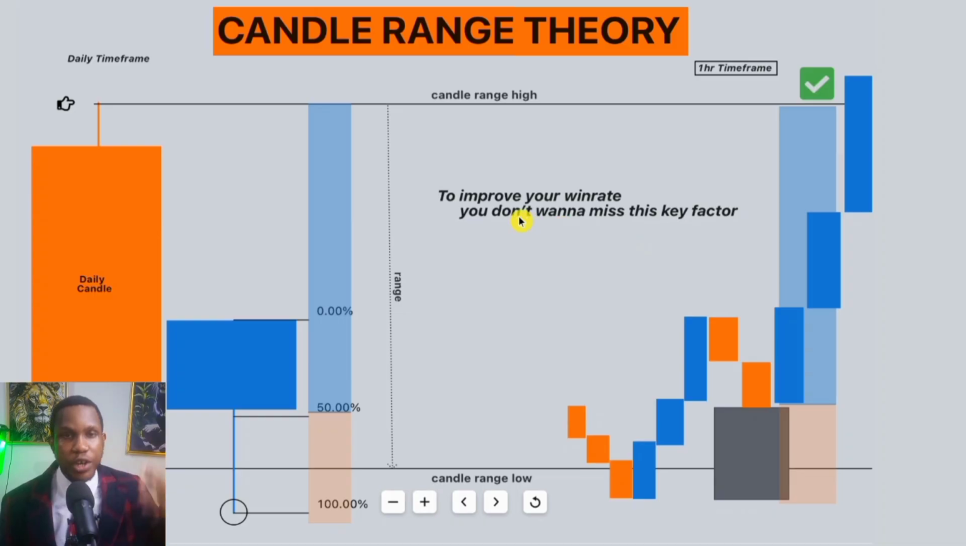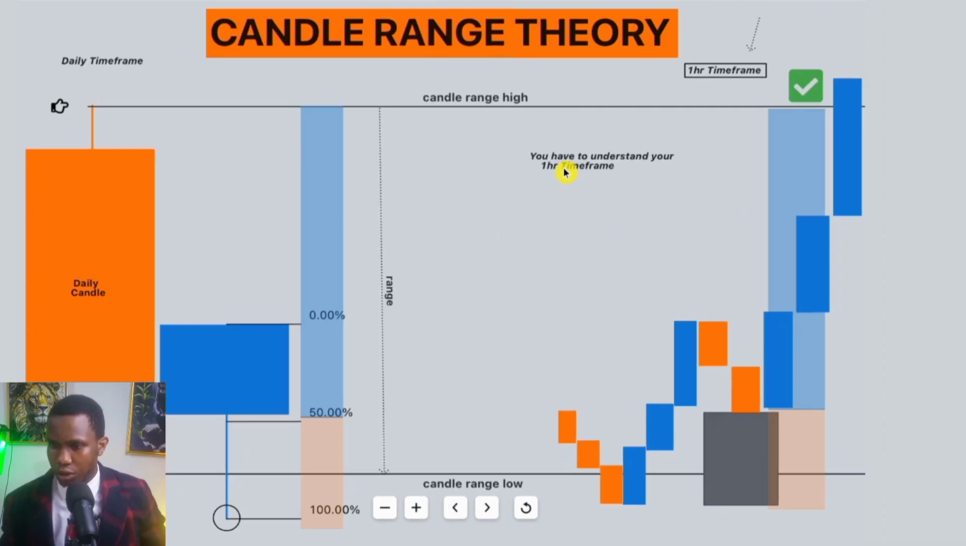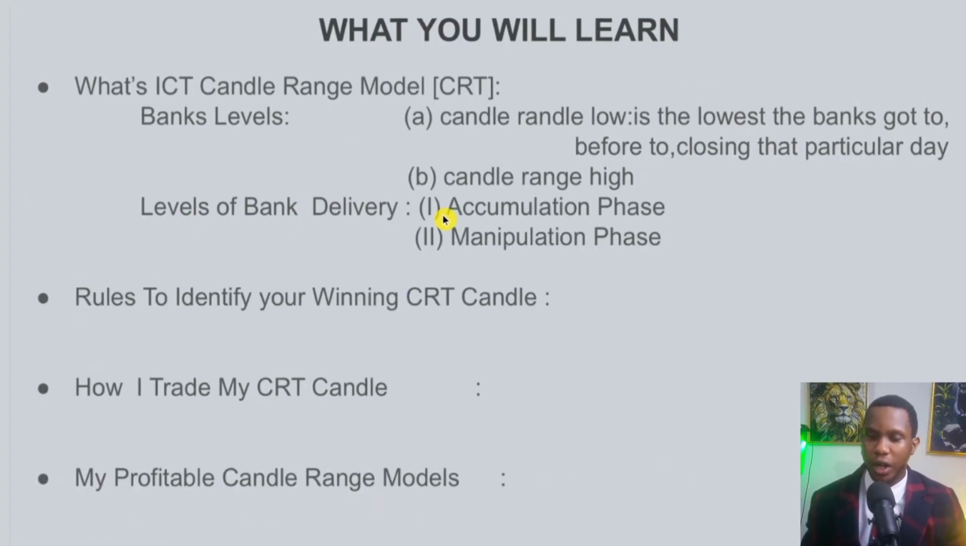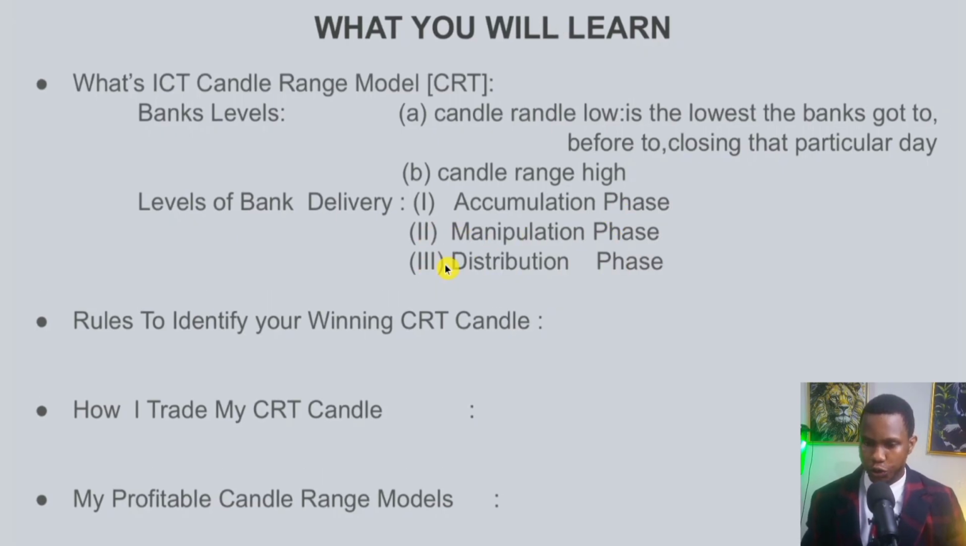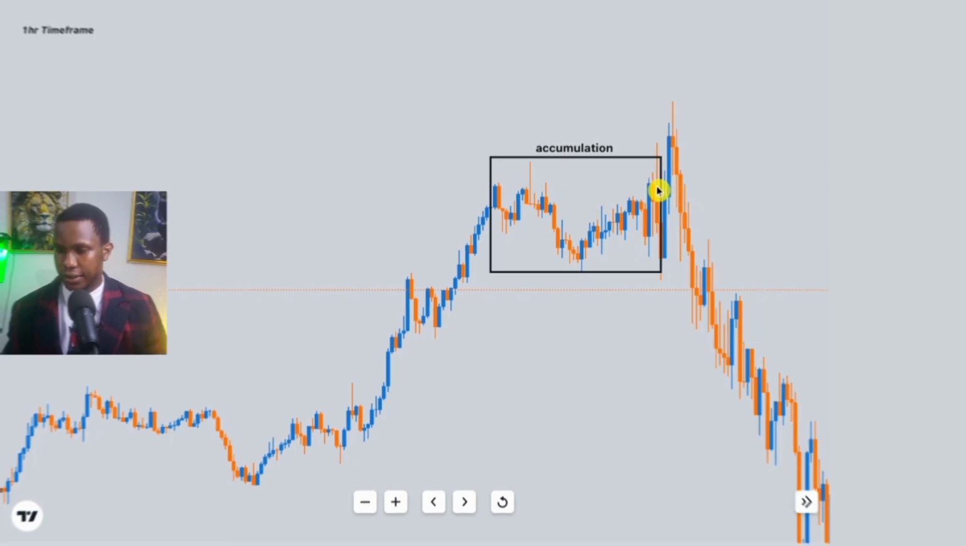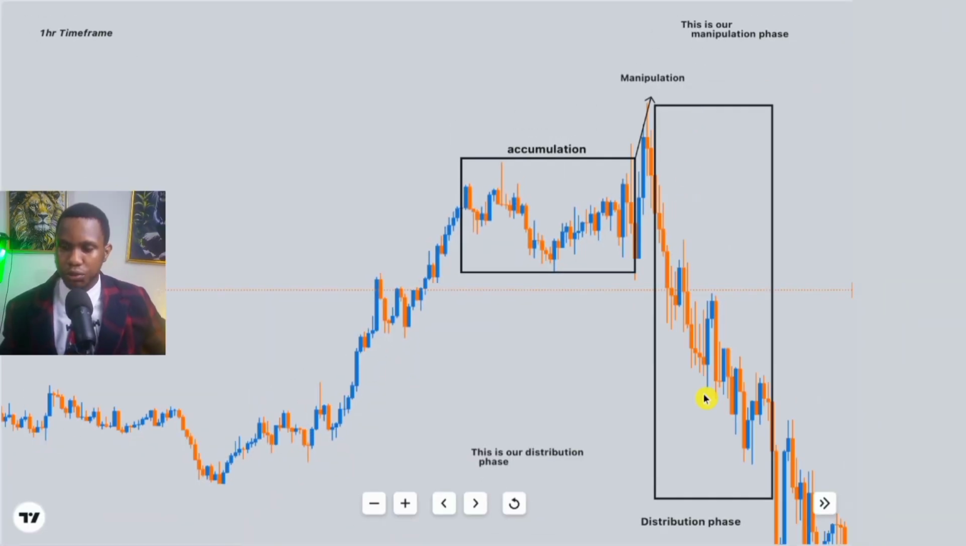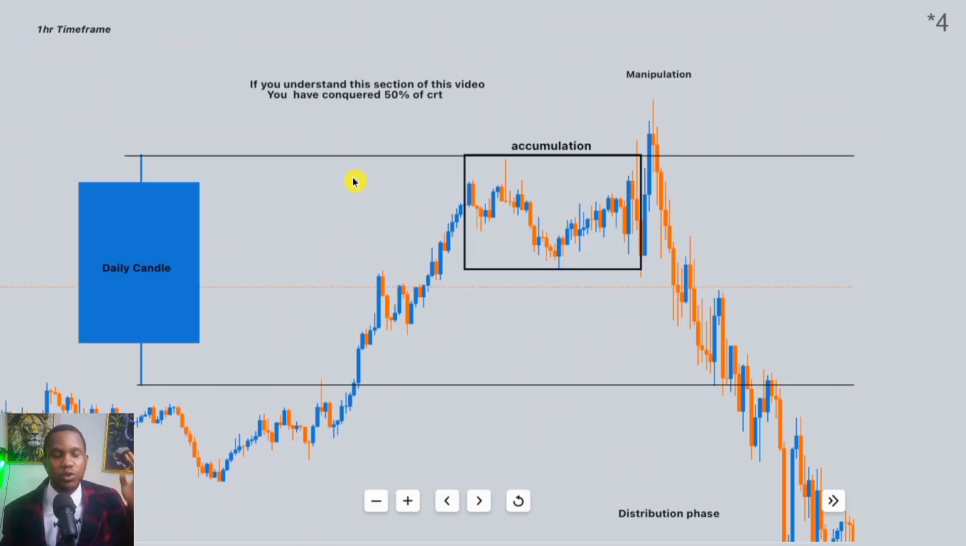To improve your win rate, you don't want to miss out this key factor, which is you have to understand your 1 hour time frame levels of bank delivery, which we have: 1, accumulation phase, 2, manipulation phase, and 3, distribution. So this is your accumulation phase, this is our manipulation phase. Can you see this is our distribution phase, guys? In fact, if you understand this section of this video, you have conquered 50% of CRT, guys.